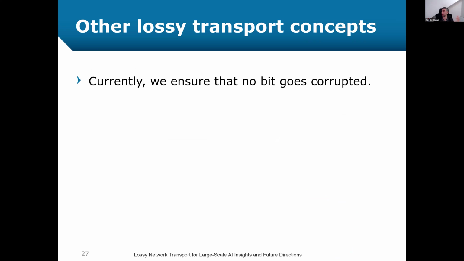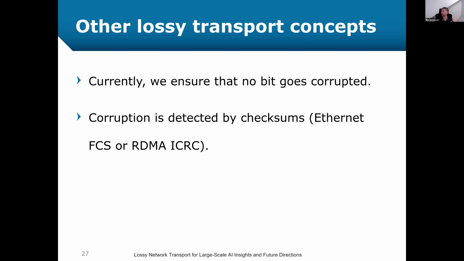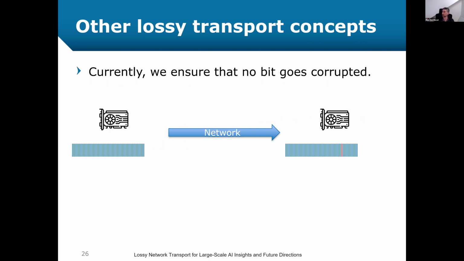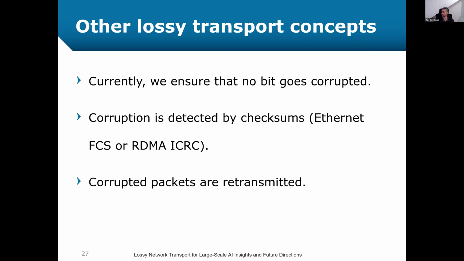So currently we want to ensure that no bit goes corrupted, and this is usually done using a checksums approach, right? So we have a checksum at the Ethernet level, we have a checksum at the RDMA level, and we're basically verifying that the actual content of the packet matches the checksum, and we think of it as suggesting that the packet is valid, and then we accept it, right? And if there's a mismatch, like if we have a bit flip somewhere, and now the checksum doesn't match, then we're retransmitting it, right? And you may think like this is a significant problem.